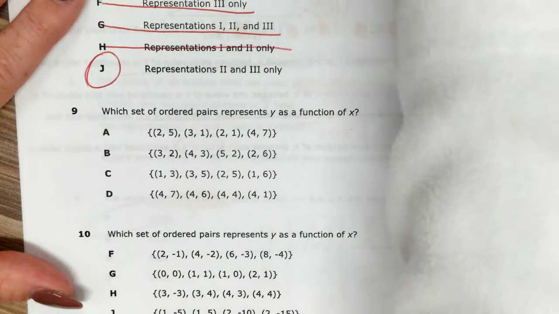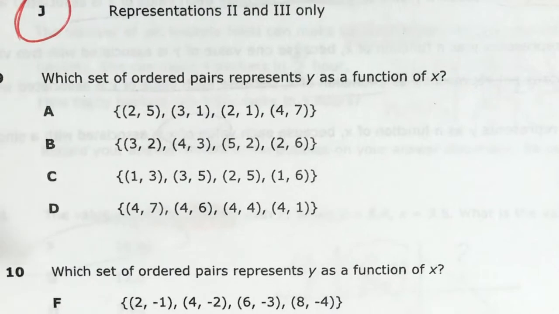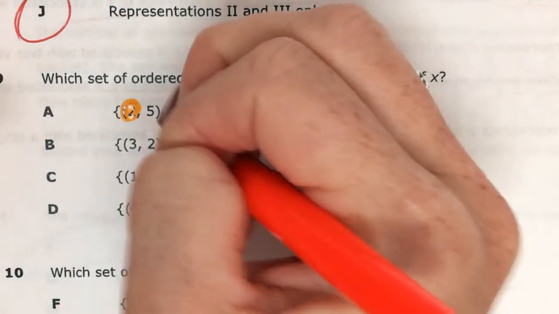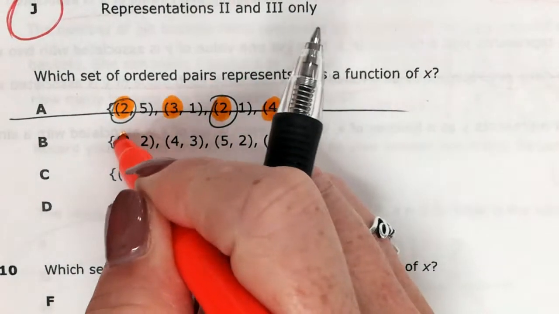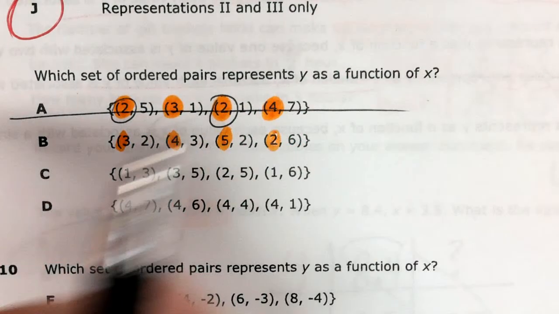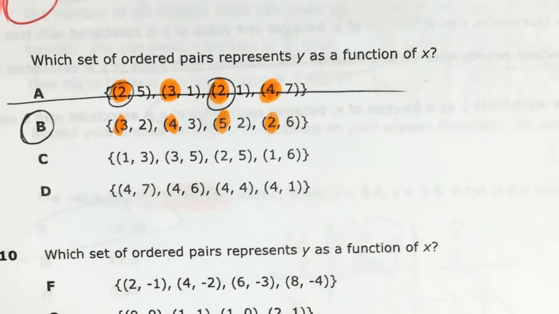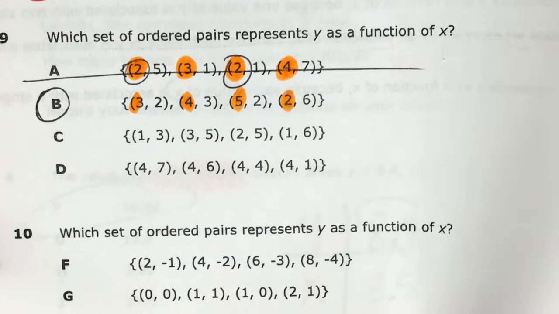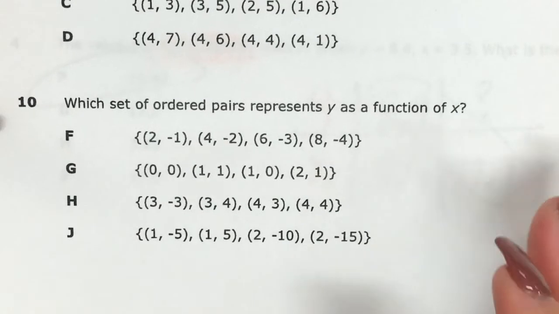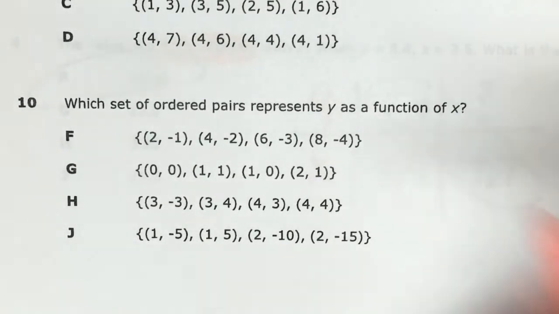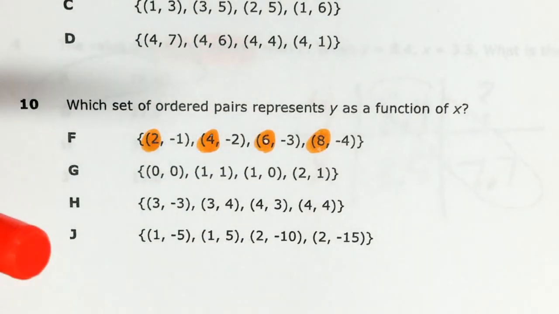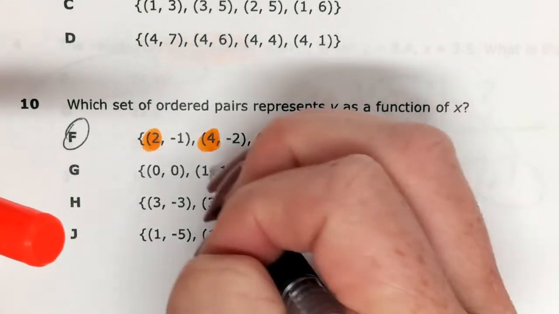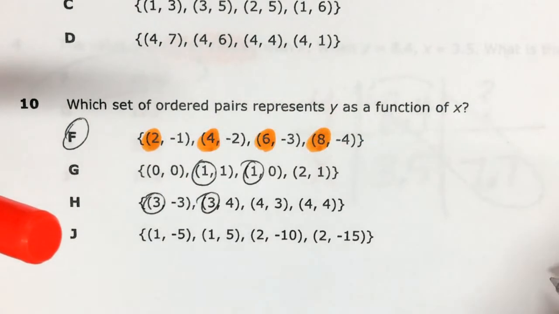I should have all I's either with me or on their paper. The next one, which set of ordered pairs is a function? What do I only look at? So I have 2, 3, 2, 4. Why? 2 2's, that's out. Let's look at B. 3, 4, 5, 2. Yes. Number 10. Which set of ordered pairs is a function? 2, 4, 6, 8. Yes. If I look at G, there was 2 1's. If I look at H, there was 2 3's. And if I look at J, there was 2 1's.